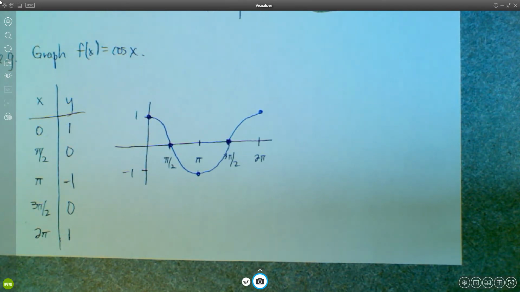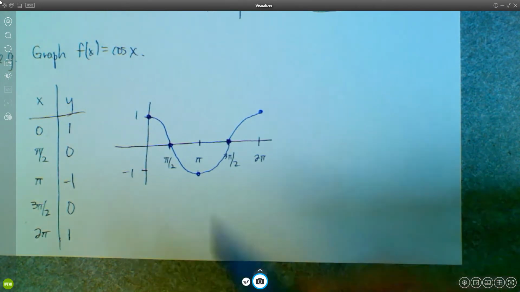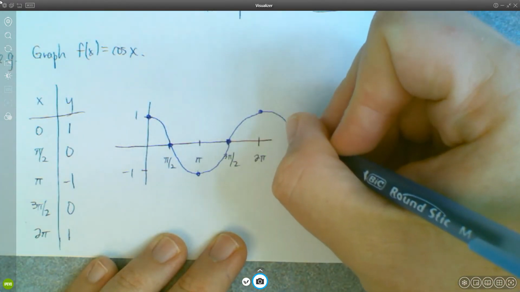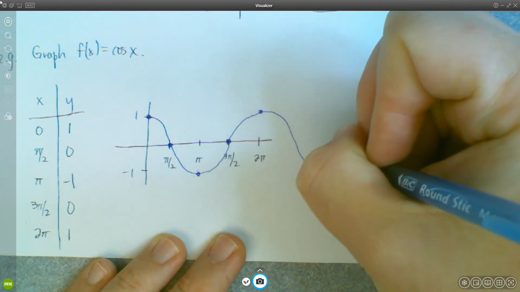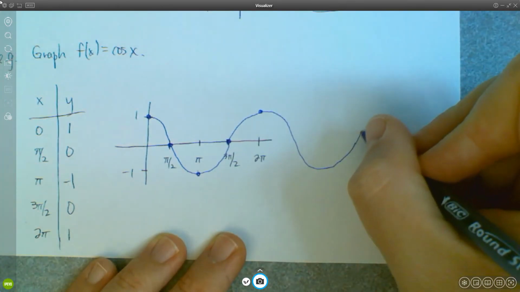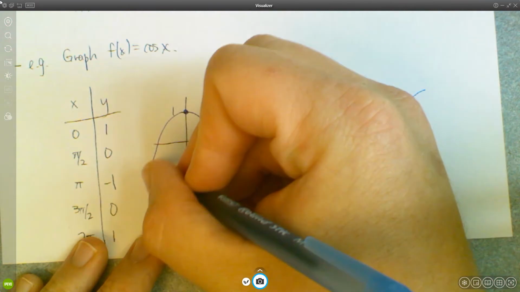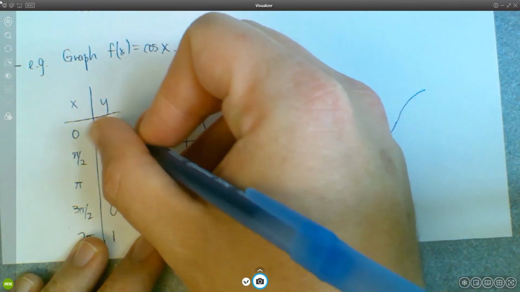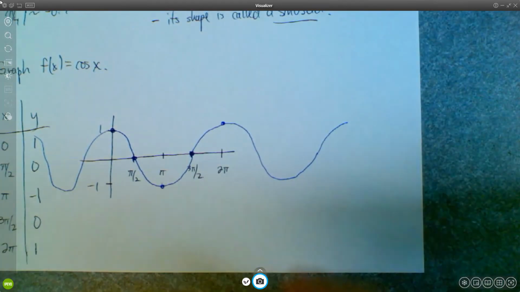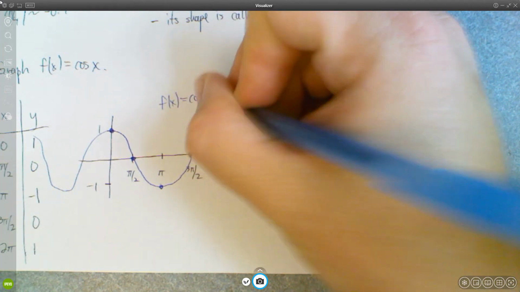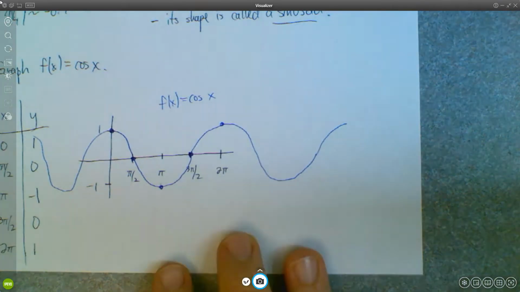Okay. Now, just like with the sine function, we can plug in bigger and bigger values, right? So this thing we know is going to keep going forever and ever in this direction, and the same thing in the negative direction. It's going to keep going forever and ever, kind of like this. Okay, so this is what the cosine function looks like. Really similar to the sine function.